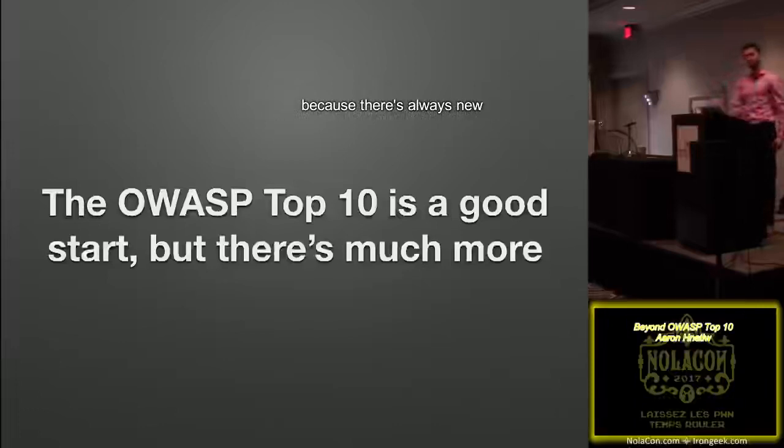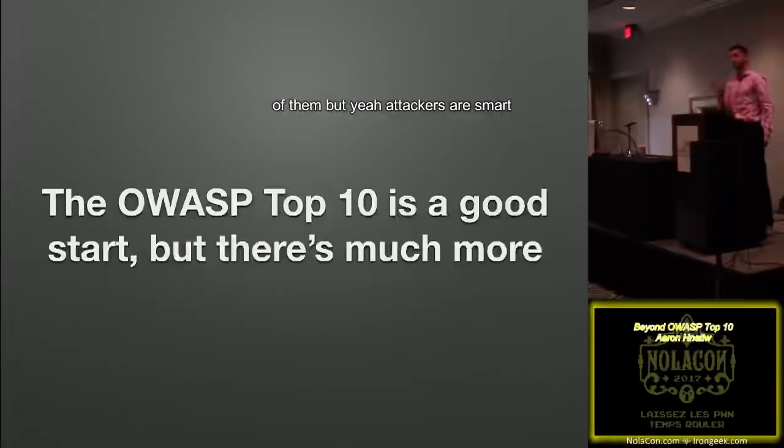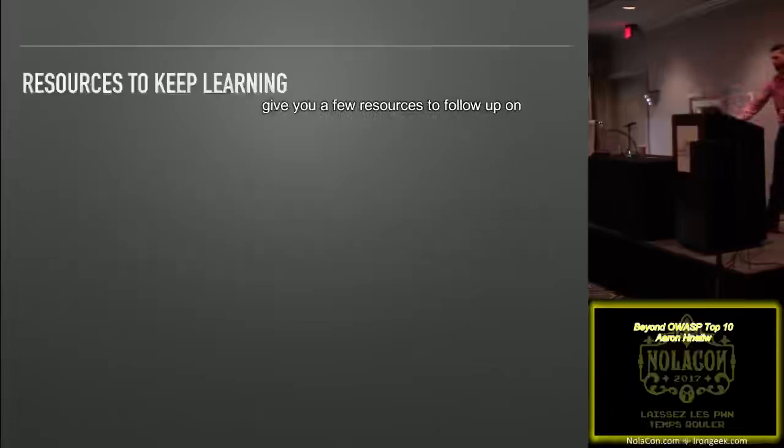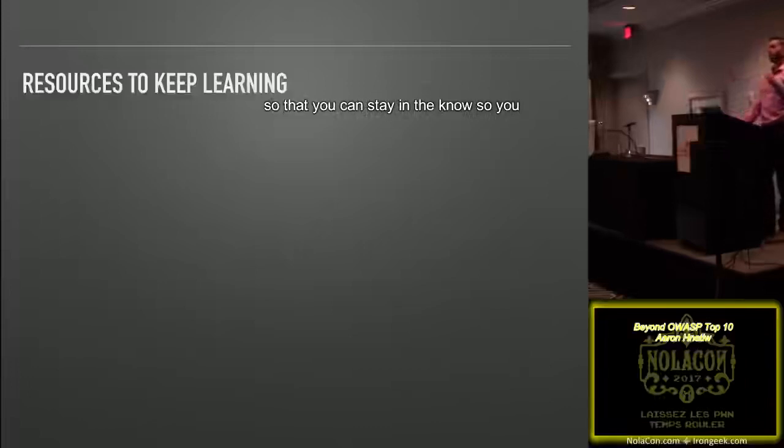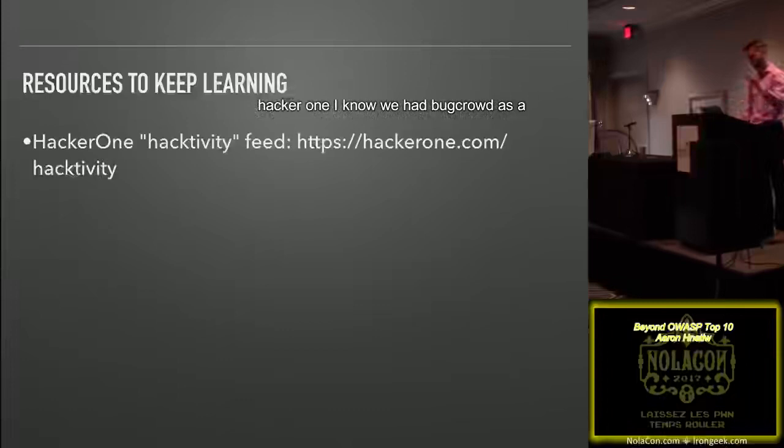So you need to keep up with this as much as possible because there's always new vulnerabilities coming out, always new categories. The OWASP Top 10 covers a lot of them, but man, attackers are smart. There's new ways every day. So how do you actually keep learning? I'm going to give you a few resources to follow up on so that you can stay in the know, so you can understand some of the nuances in the changing landscape of especially web application security. It's always evolving.